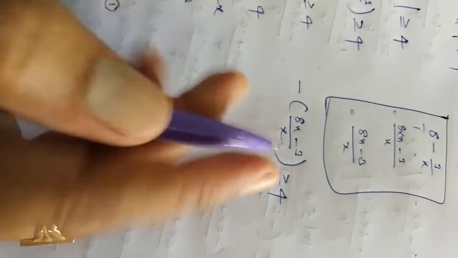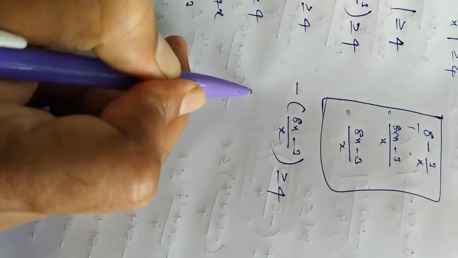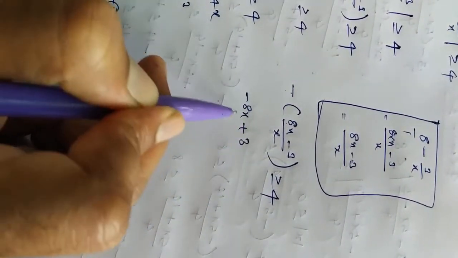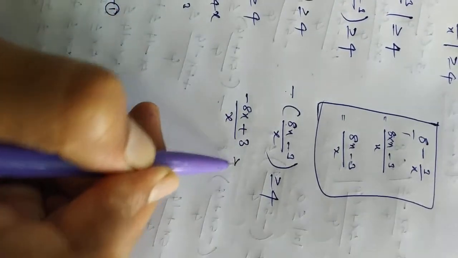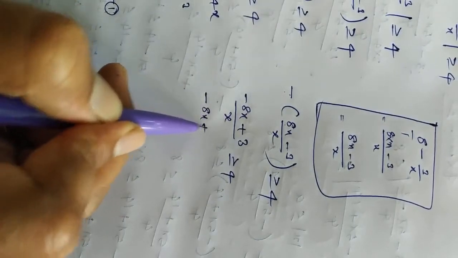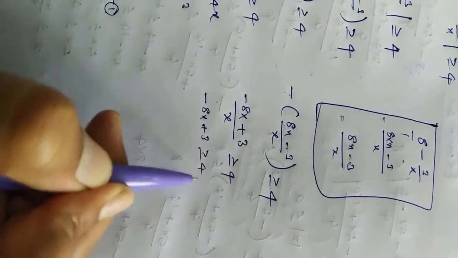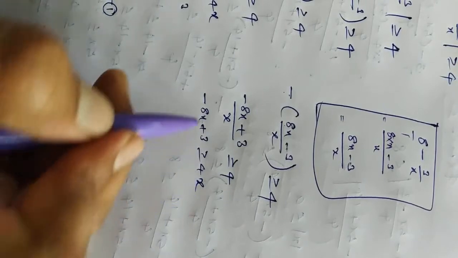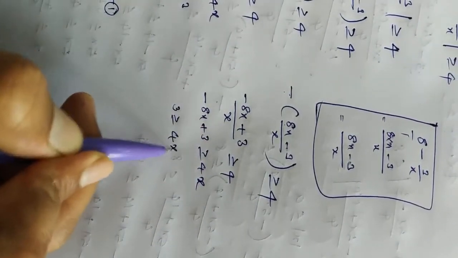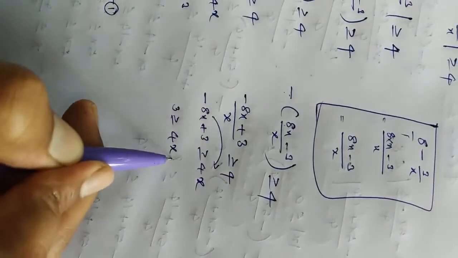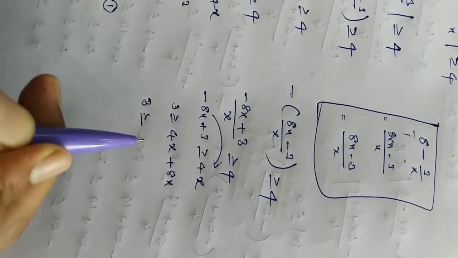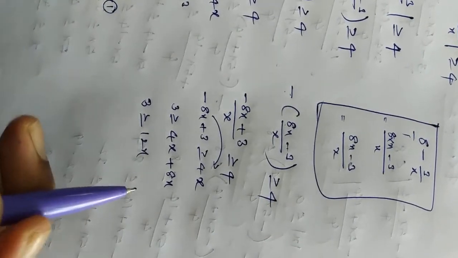Simplifying this one: minus into plus, minus 8x, minus into minus, plus 3, divided by x is greater than or equal to 4. Take the cross multiplication: 8x plus 3 is greater than or equal to 4x. So 8x is moved to the right side, 3 is greater than or equal to 4x. This is moved to this side, 4x plus 8x. So 3 is greater than or equal to how much? 12x.